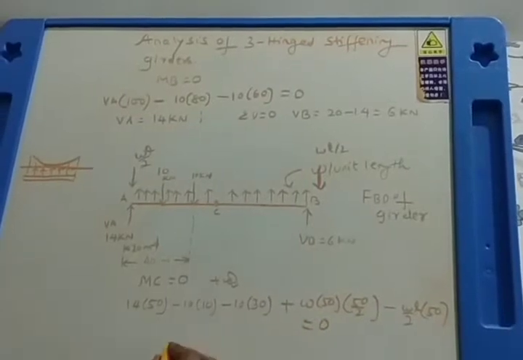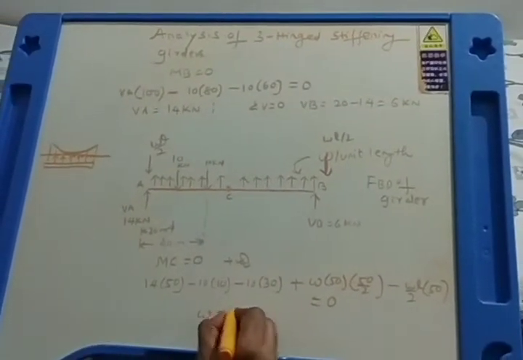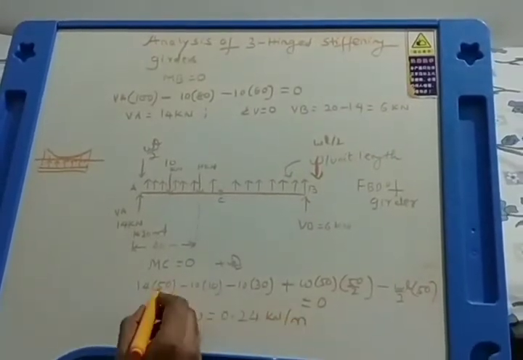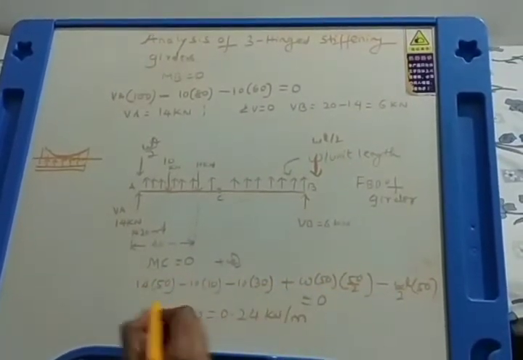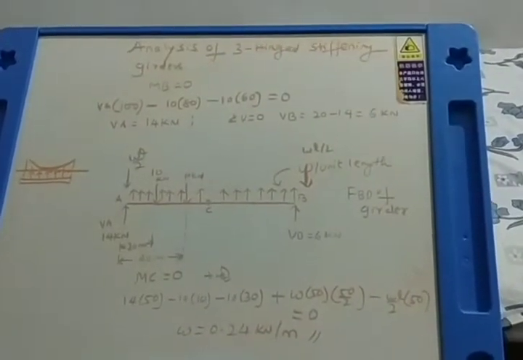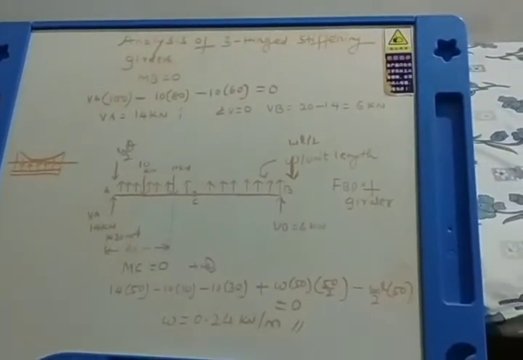If you do the calculation, you will get W is equal to 0.24 kilonewton per meter, because W is the only unknown here. So operate your calculators, all of you, and check the answer. W is equal to 0.24 kilonewton per meter.